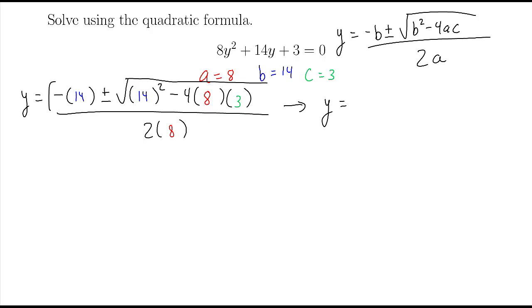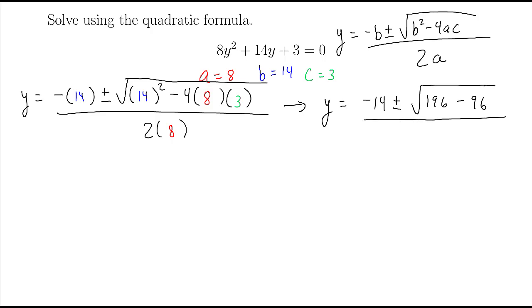Negative 14 is just exactly what it sounds like. Negative 14 plus and minus the square root. Okay, so we're going to have 14 squared is 196, and 4 times 8 is 32 times 3 is 96. Okay, so all that's under the square root, and this fraction bar covers all of this expression here. And 2 times 8 on the bottom there is 16. Okay, so now 196 minus 96 is 100.